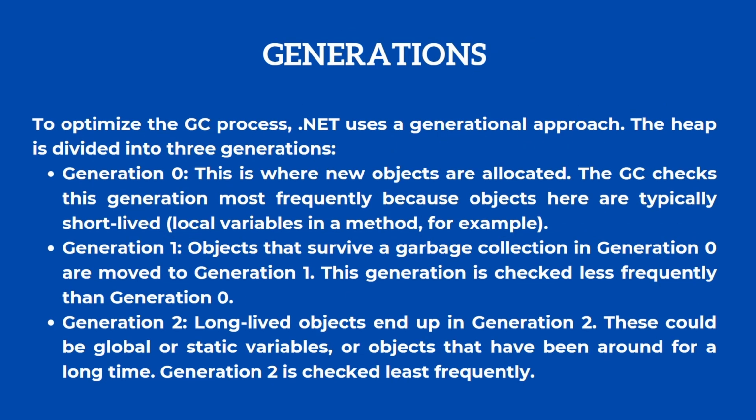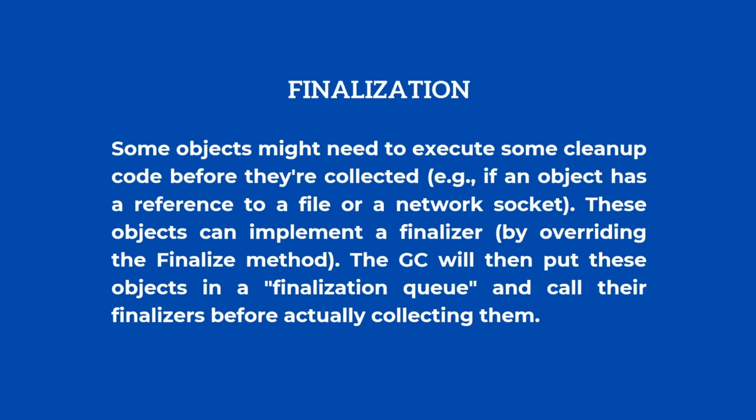You can now pause the screen and read the text to learn how .NET uses the generational approach to optimize the garbage collection process. And now let's talk about finalization. Finalization in .NET refers to a mechanism by which objects can clean up resources or execute specific code just before they are collected by the garbage collector.